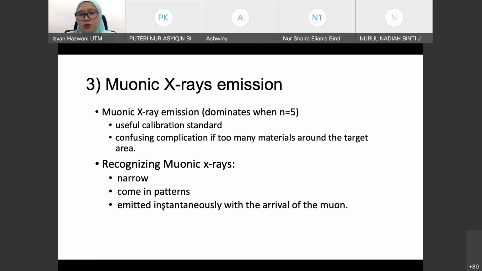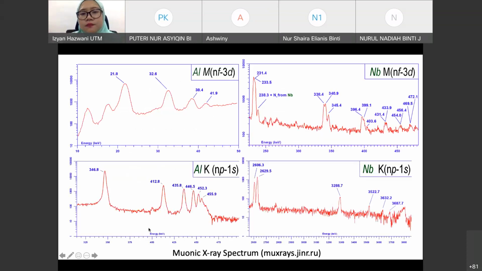So to confirm, we can observe this muonic X-ray first. And this is some of the muonic X-ray spectrum that I obtained from our colleague's website, muoxrays.jnr.ru. This is the example of aluminium. We have K series and also M series.